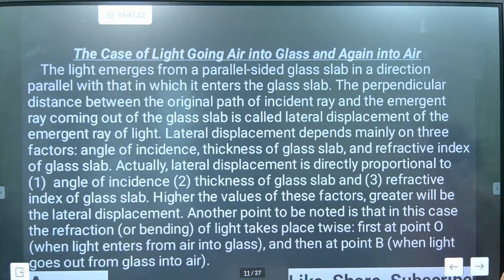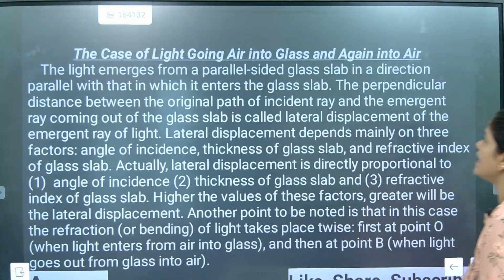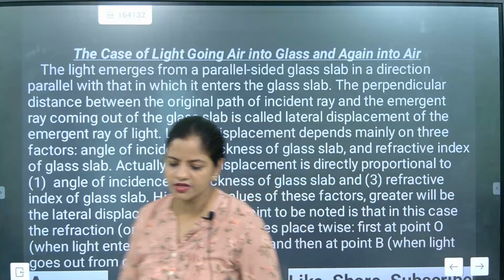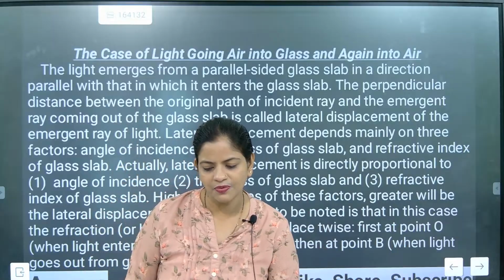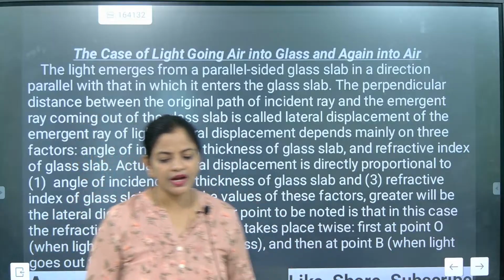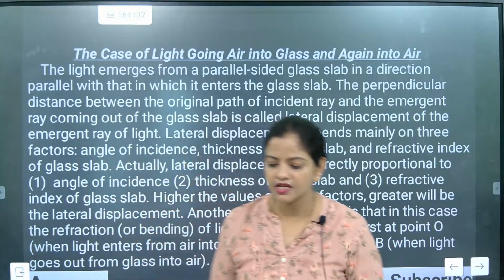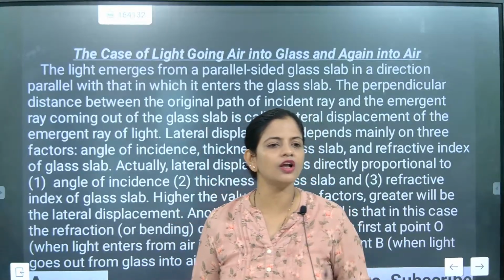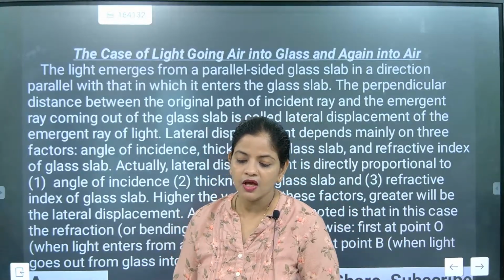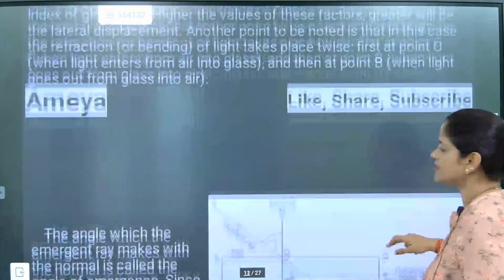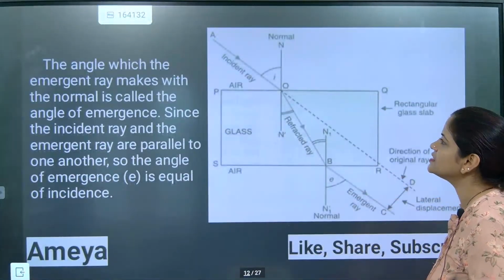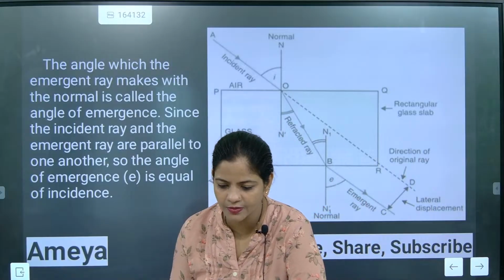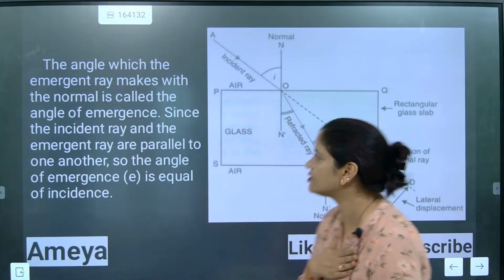Super. So the causes of light going from air into glass and again to air, that's the most important thing. Here it is written so much. This PDF will be available to you. You can read, but I am going to explain in the shortest way. Okay. So lateral displacement, what it is called as lateral displacement. We are going to talk about lateral displacement. So this is exactly considered as lateral displacement. Now I'm explaining whatever is present there, beta.